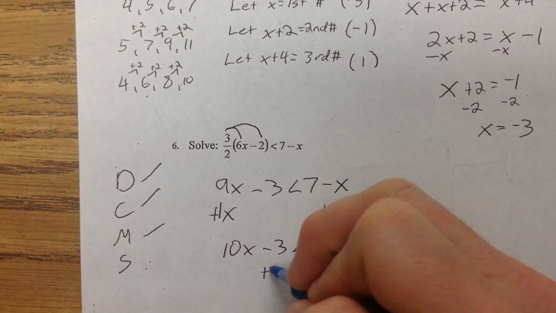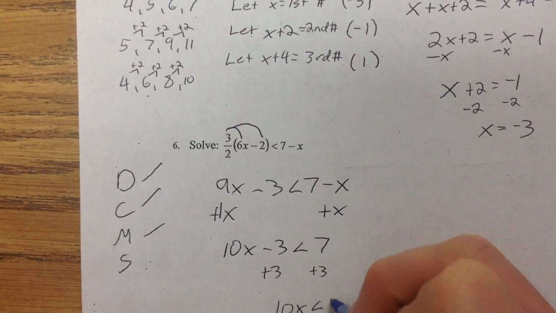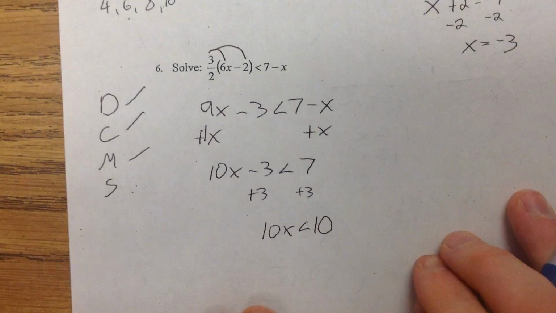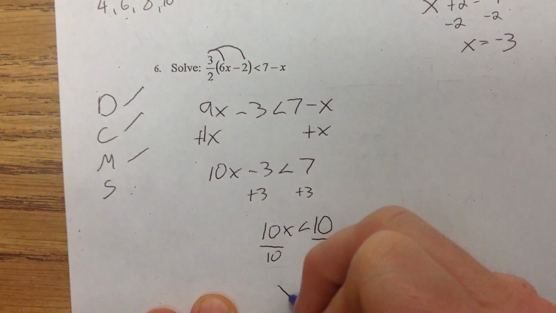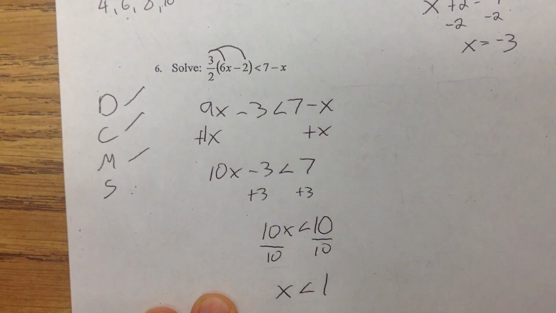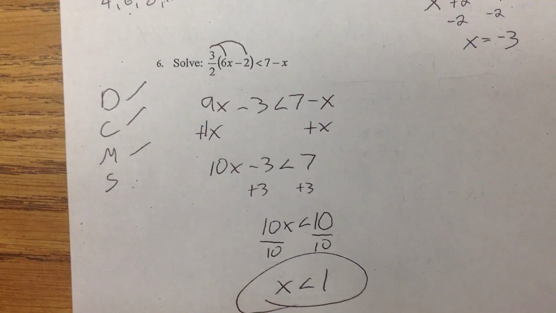So I'm going to add 3 to both sides. I get 10x is less than 10. Divide both sides by 10, and we end up with x is less than 1. Okay? So again, something that looked intimidating, really not that bad when you break it down.